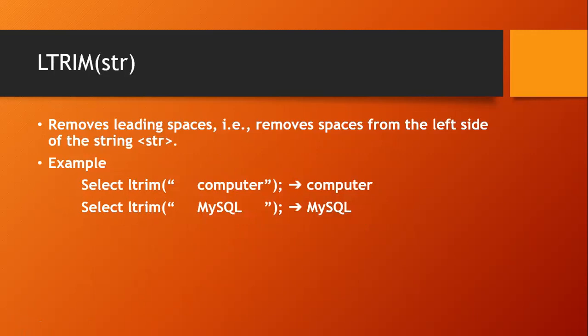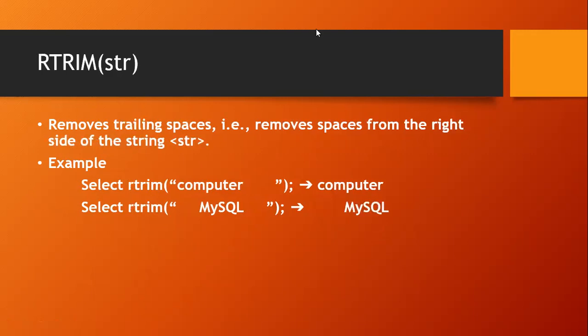LTRIM. LTRIM means trimming the characters or white spaces from the left side. That means trimming means removing the white spaces, if any, from the left side of the string. For example, select LTRIM. You can see some spaces are given. So this computer and after that computer. So these leading white spaces will be removed. But in the second question I have given white spaces on the left side as well as the right side, it will only remove the white spaces from the left side and these spaces will remain there in the output.